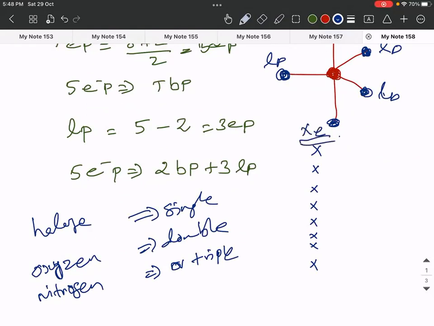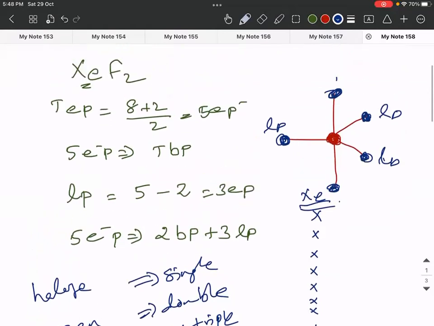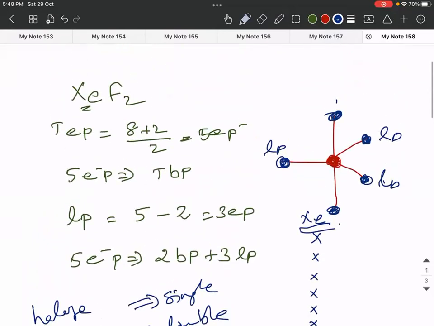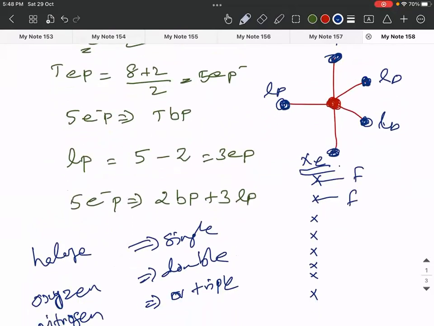If it is plus, you have to subtract 1. If it is minus, however many minuses are there, that much you have to add. Now you have xenon. How many fluorines are attached? 2 fluorines. 1, 2. Remaining 1, 2, 3, 4, 5, 6. You pair them: 1 pair, 2 pair, 3 pair. That's all. Now you have the lone pairs and bond pairs.